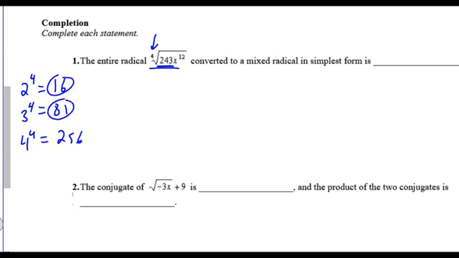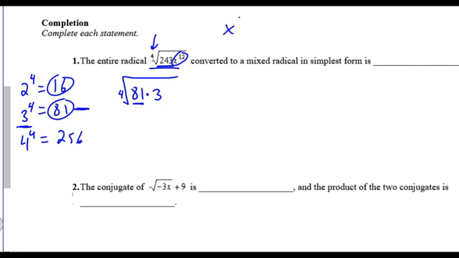So if you're unsure, I'd go 243 and divide it by those. So try 243 divided by 81, and you get 3. So this one does work. So I can rewrite the 4th root of 243 as the 4th root of 81 times 3, because I know the 4th root of 81 is 3. Okay, and now x to the power of 12.